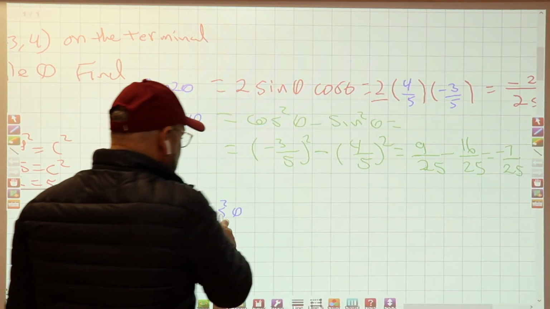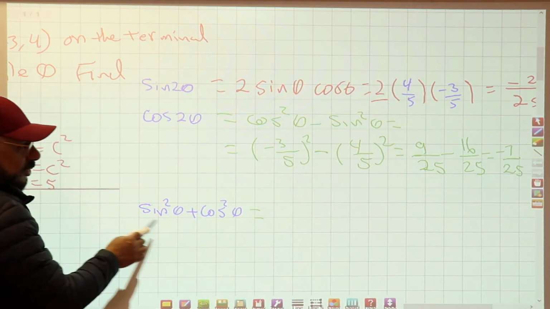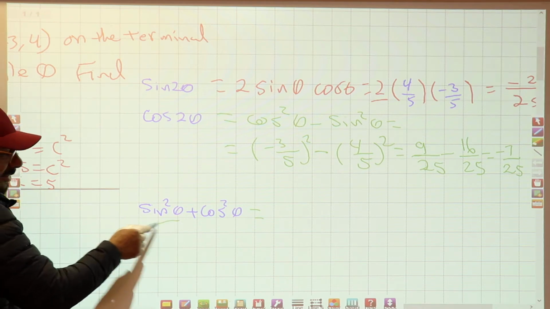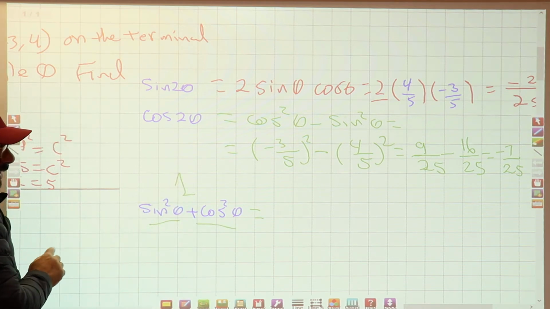I meant to give you this problem to prove for you that this equals 1. You remember this side equals 1. Let us see if that equals 1.